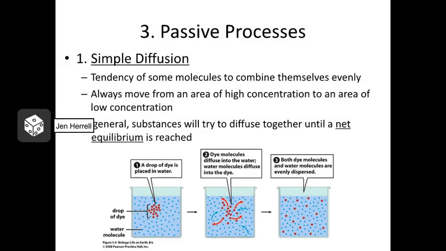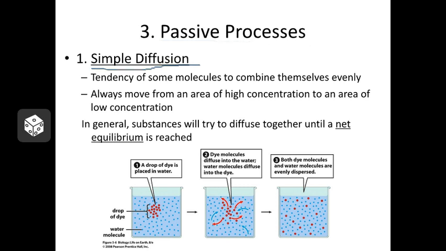The rest of this chapter is going to focus on passive processes the cells use to move molecules where they want them to go. The first and most common type of passive process is simply called diffusion, or simple diffusion. And this is the movement of molecules from areas of high concentration to low concentration, all by themselves.